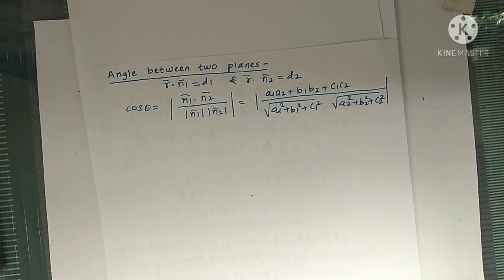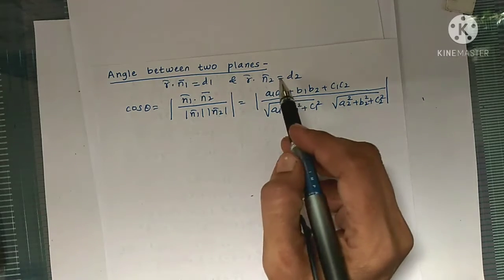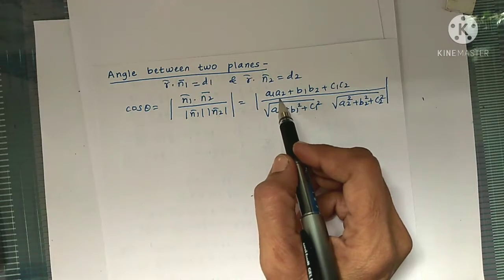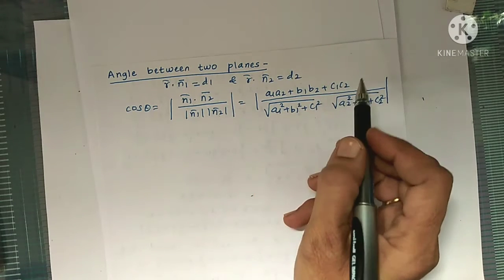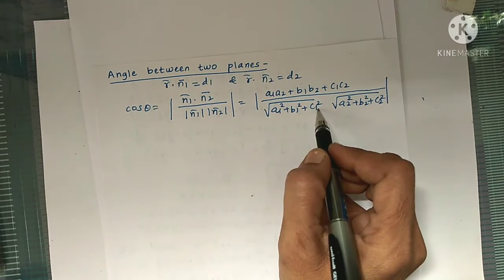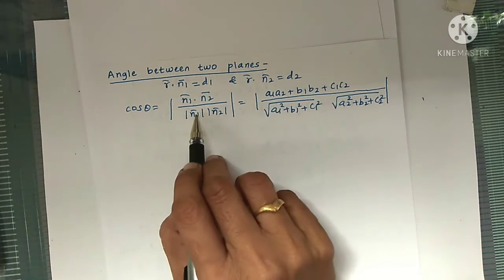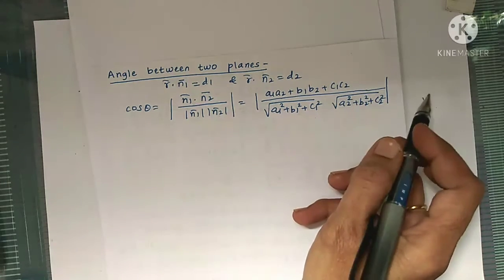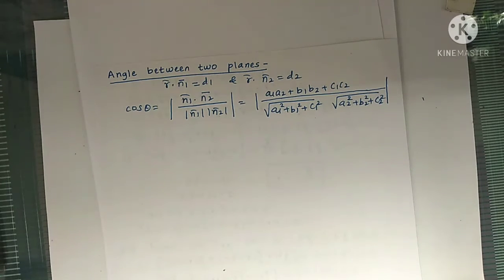Now if the normal has direction ratios a1, b1, c1 and the direction ratios of the normal to the second plane are a2, b2, c2, then this dot product becomes a1 a2 plus b1 b2 plus c1 c2, divided by root a1 square plus b1 square plus c1 square, that is the modulus of the first normal, and the modulus of the second normal is root a2 square plus b2 square plus c2 square.